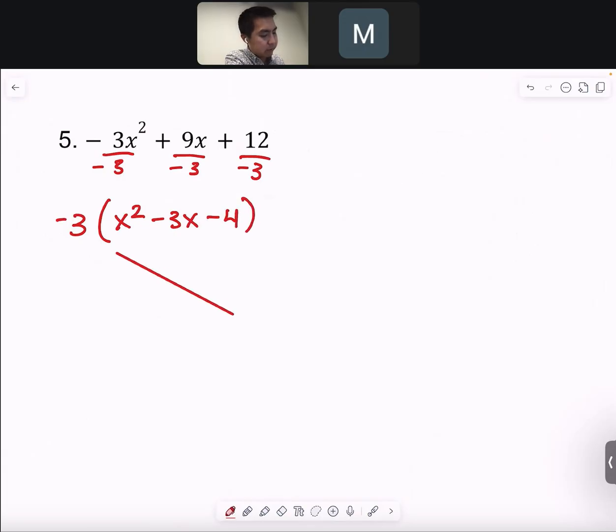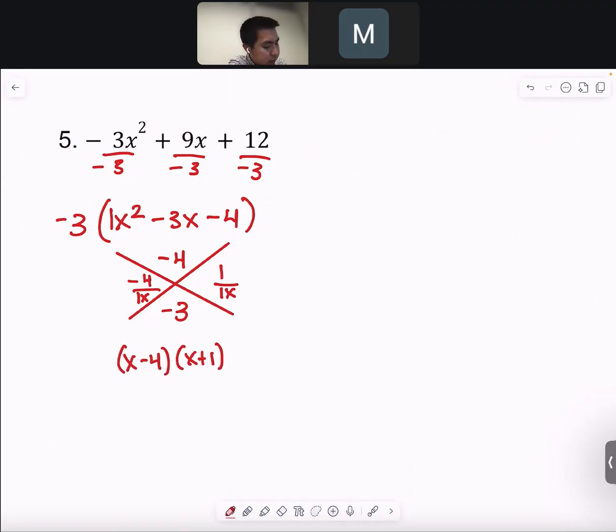And then we do X method. Our a value is 1, b value is negative 3, and c value is negative 4. So the two numbers that multiply together, or a times c is negative 4, the b value is negative 3. The two numbers that multiply to negative 4, but when added give you negative 3, that is negative 4 and 1. And we divide both of these by the new a value, which here is 1. So 1x, x minus 4, x plus 1. Do not forget the GCF Bandit, the greatest common factor that we factored out before.